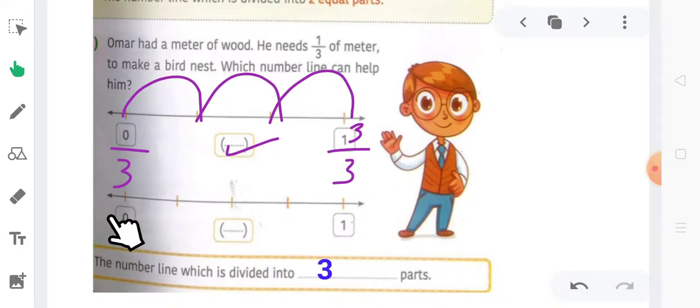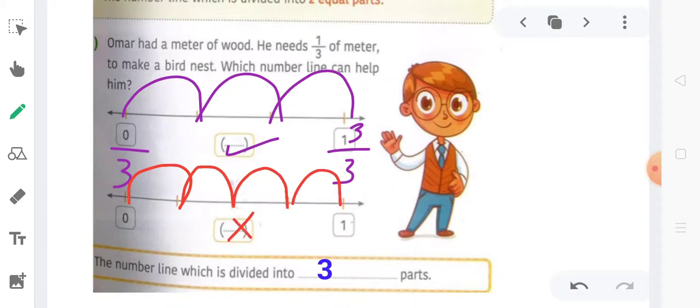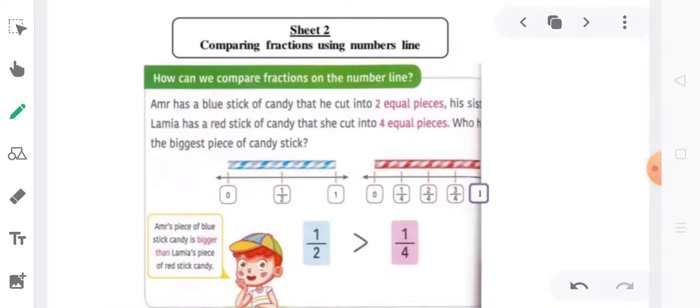Why don't we choose this number line? Because we have 4 jumps. This is the first jump, second jump, third, and fourth. So it's not correct. That is not representing the third. Okay, let's see the next. How to compare fractions using the number line.